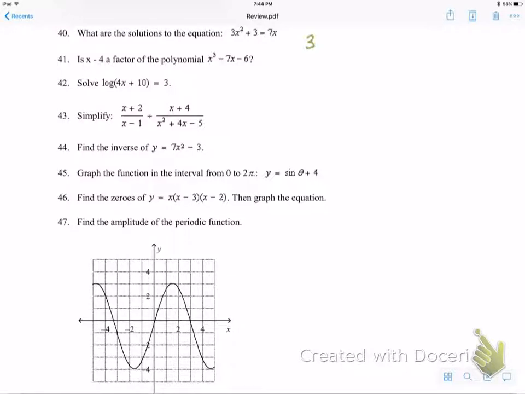In order to do that, I have to have it in standard form, so I'm going to subtract 7x from both sides so that I have the equals 0 on this side. Then I'm going to remember my song.